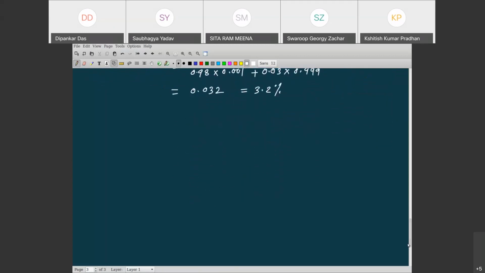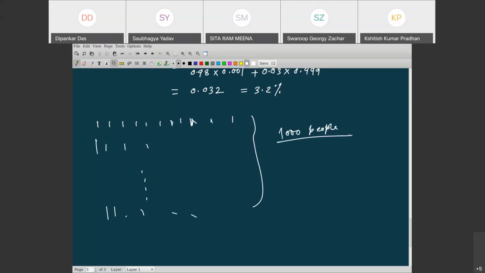To make sense of that, consider that there are 1,000 people. So suppose I have a sample of 1,000 people. Since the probability that there is a disease is 0.1%, that is, it affects 0.1% of the population, I can expect that on average, out of these 1,000 people, only one person is affected. So this guy is affected.